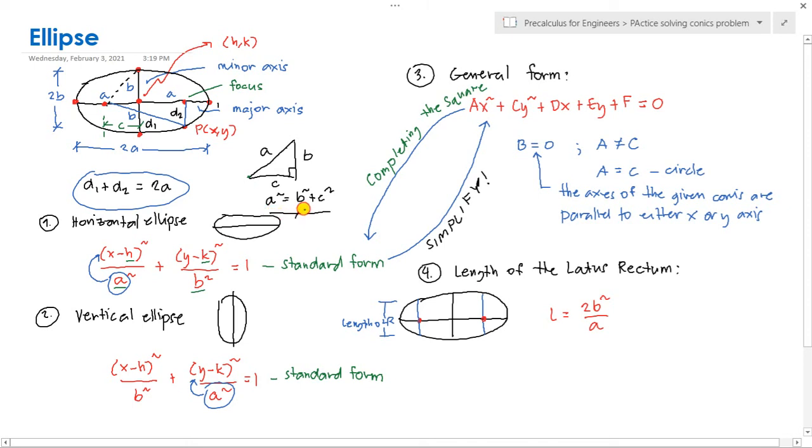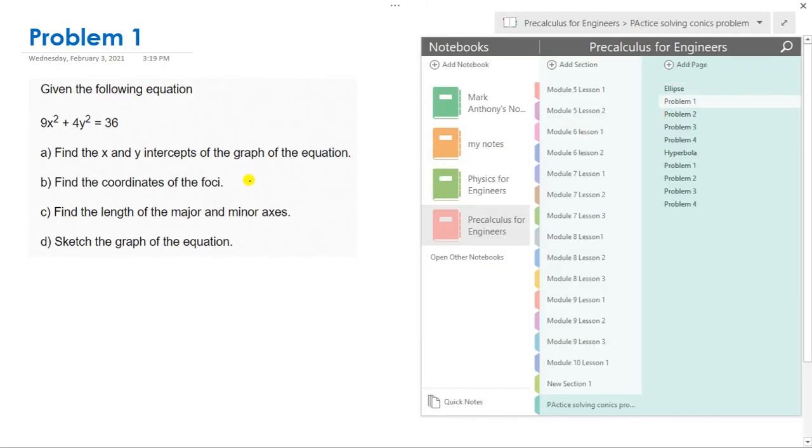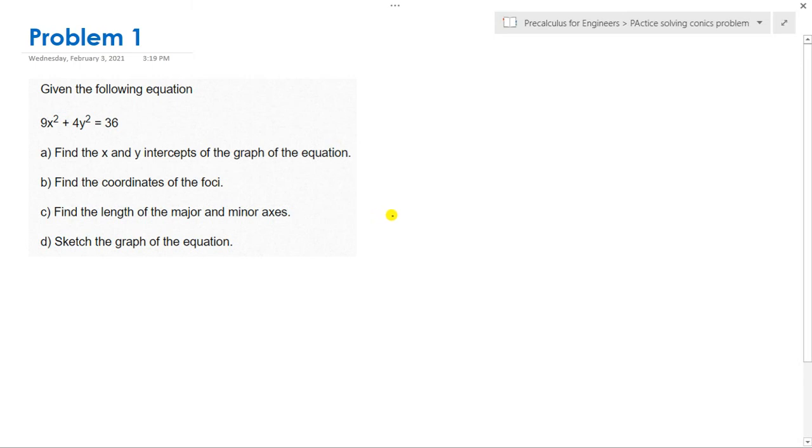So if you need to solve for c, just use this principle. In an ellipse, a right triangle is generated, that is, it deals with the relationship among the three variables a, b, and c. That is what we see here, so that is what you will use when solving. So let's try some examples. Okay, problem number 1. We're given here a conic equation.